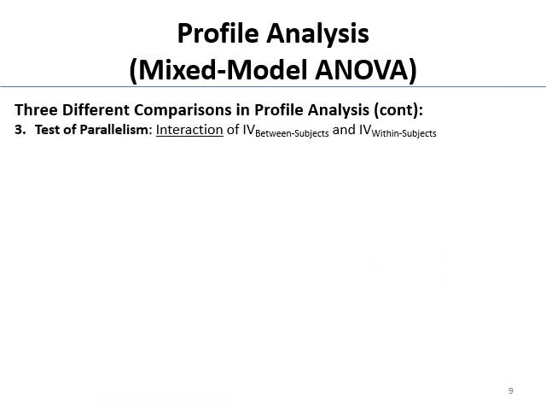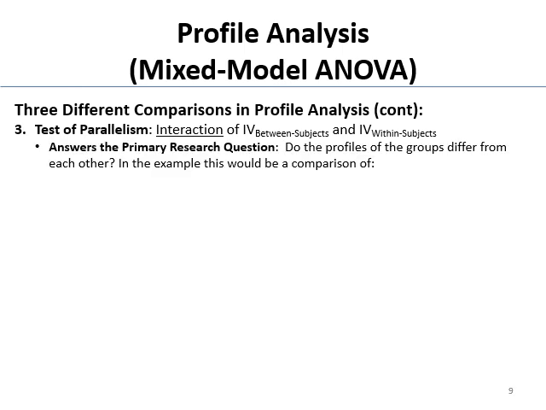So finally, we get the one we actually care about. This is the test of whether the profiles actually differ between the between subjects independent variable groups. It is the test of parallelism, which is the interaction. It's basically the interaction of the within subjects and between subjects variable. So it answers the primary research question: do the profiles of the groups differ from each other?